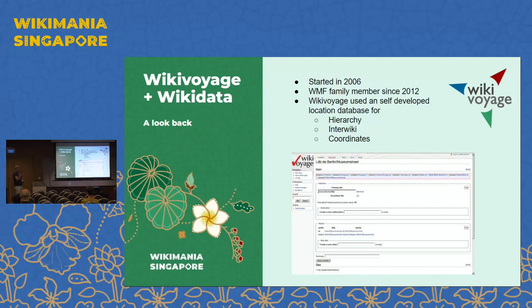A very, very short look back, because not everybody knows it: before we became a family member, we had our own database, created when we ran the Wikivoyage project for ourselves. It was called the location database. It's of course not as big as Wikidata is now, but it was quite useful. This database saved the geographical hierarchy, the interwiki links and the coordinates at that time. And of course, this database died when we moved our project to the Wikimedia servers.